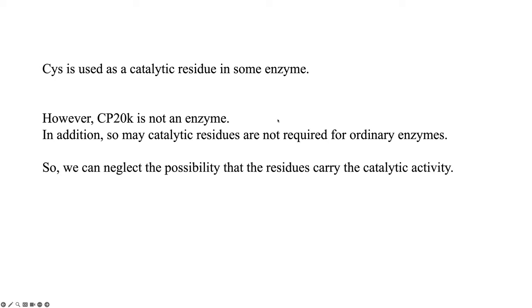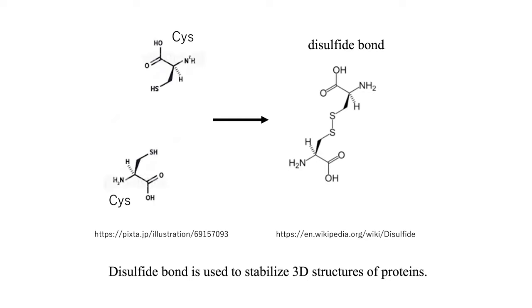So we can neglect the possibility that the cysteine residues carry a catalytic activity. As a possibility, cysteine residues may be involved in the formation of the disulfide bond. So let's consider two cysteine residues. The cysteine residue has an SH group in the side chain. If two cysteine residues are present, these two SH groups interact with each other and a covalent bond is generated. This covalent bond is called a disulfide bond.